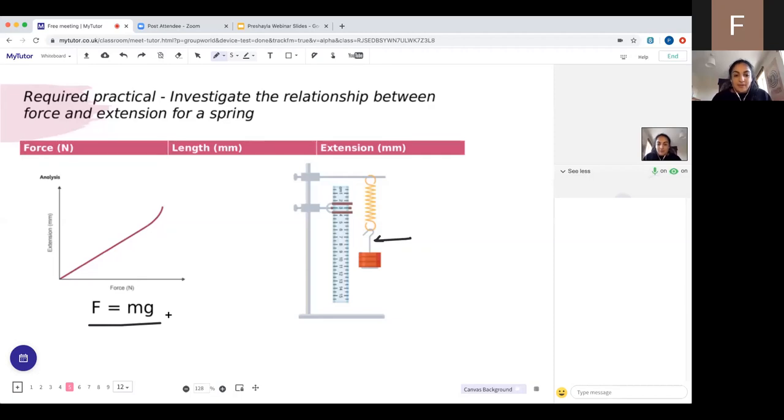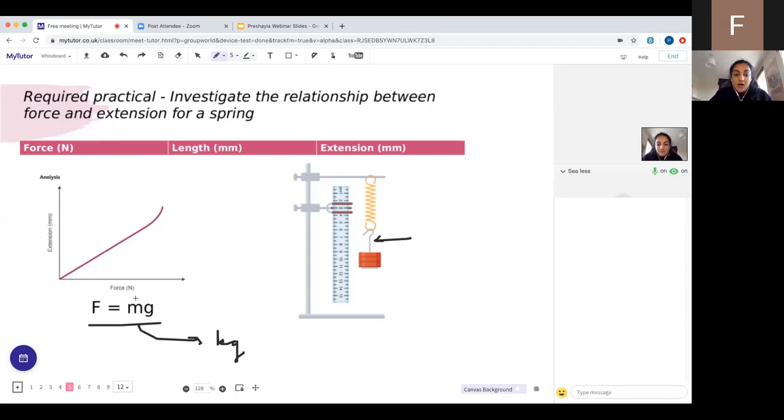So yes, we times by 9.8, but before we do that, because we have a 100-gram mass, we need to convert to kilograms first. This equation only works if our mass is in kilograms. So kilograms times our gravitational field strength gives us our force. Now that we have a force in newtons, we can plot it on the graph.